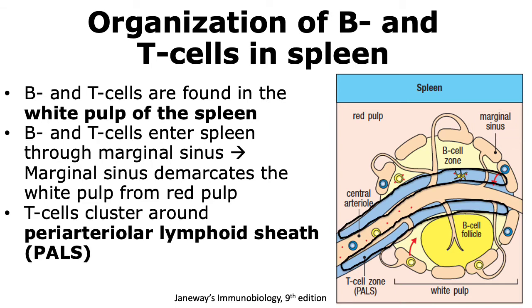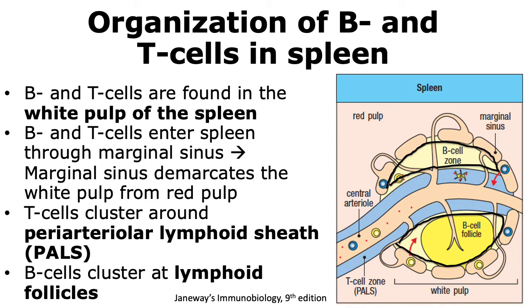Now, the T cells are able to cluster around the periarteriolar lymphoid sheath, or PALS, and that is what we can see in these blue stream-like structures that I have outlined with black. So that is where we see a lot of the T cells. Now, where do we see B cells? B cells are basically clustered at the lymphoid follicles, which are these yellowish structures that I have outlined in black. So thus, in the spleen, we are able to see distinct zones where we have the B lymphocytes in the lymphoid follicles, and most of the T lymphocytes in the periarteriolar lymphoid sheath.